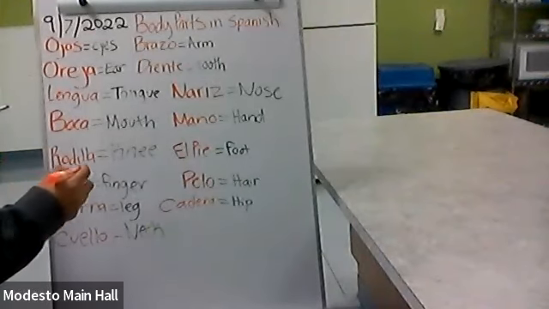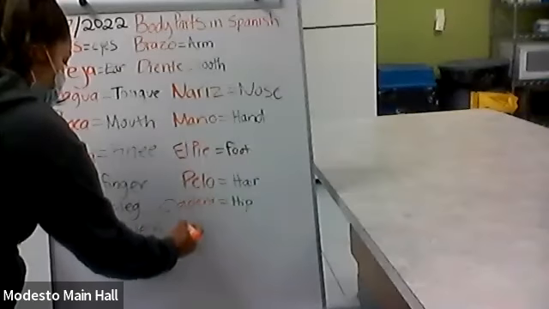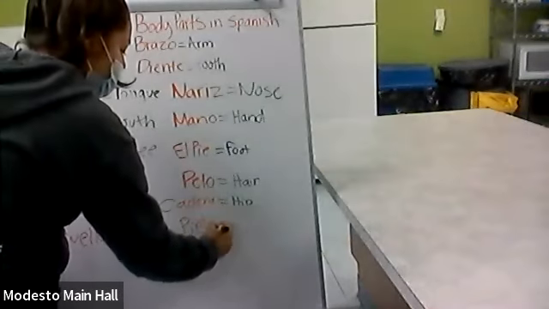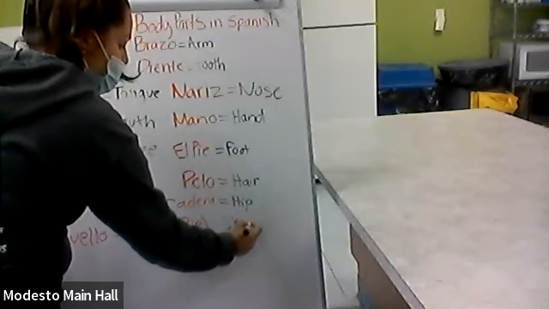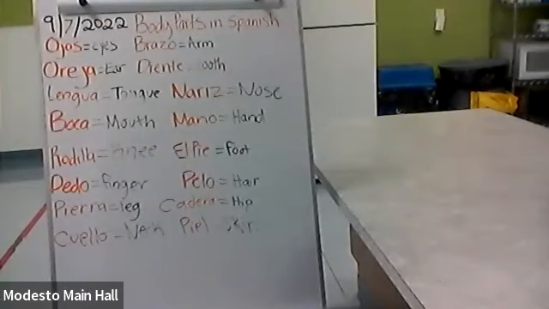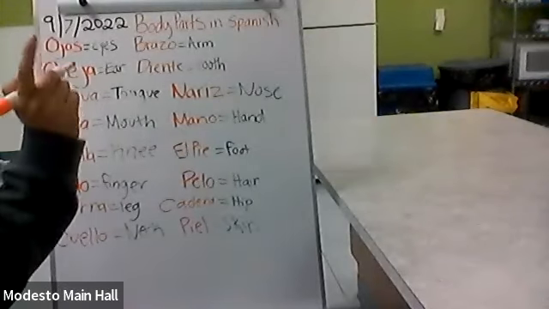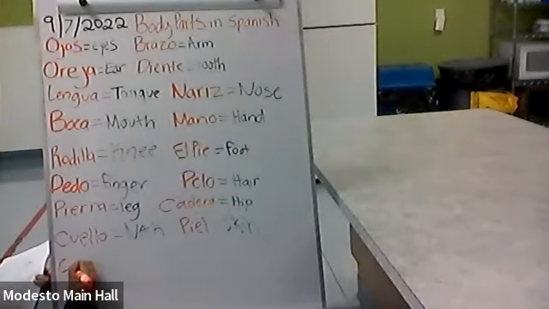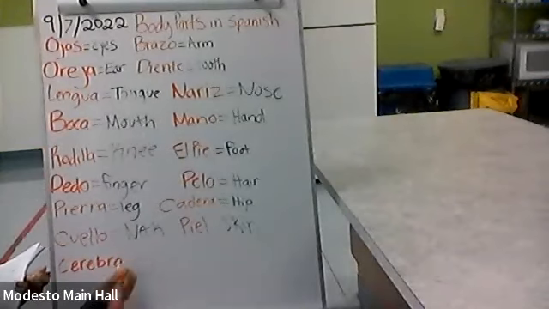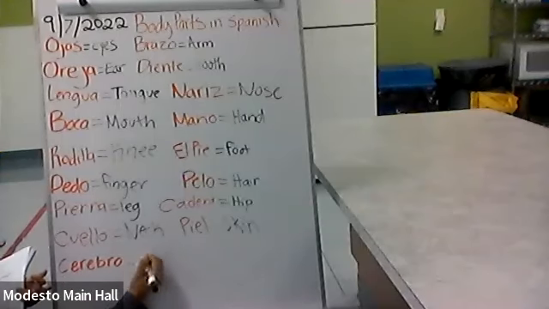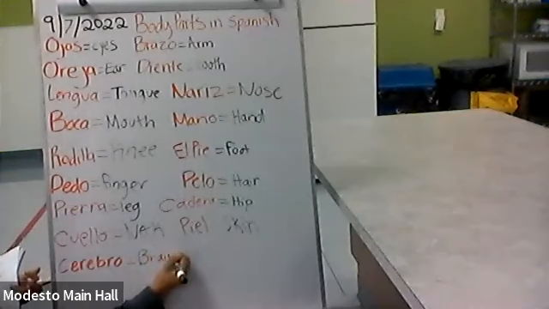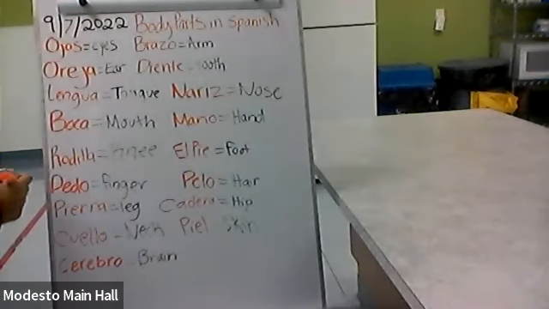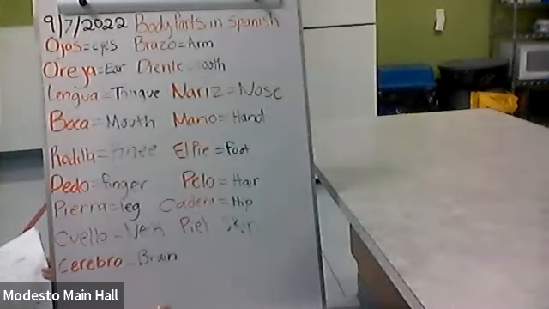Good job. Next up, we have piel, which translates to skin. So that is piel. And we have two more, guys. Our next word would be cerebro. Cerebro, which translates to brain. Cerebro. Good job. Our very last one would be espalda.